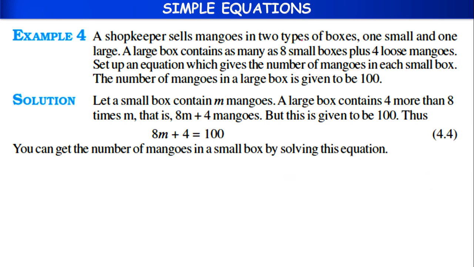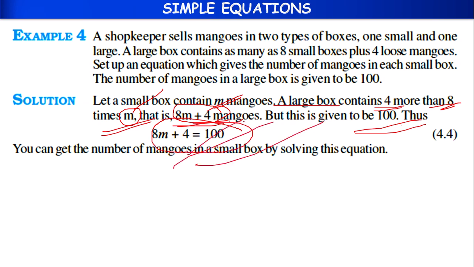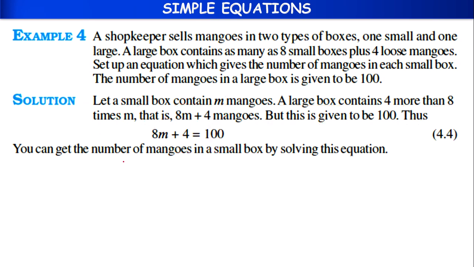So according to the given condition, a large box contains 4 more than 8 times of m, which is the number of mangoes in the small box. So this 8m plus 4 is the number of mangoes in the large box, which is given to be 100. So 8m plus 4 equals 100. This is the required equation to find the number of mangoes in the small box.